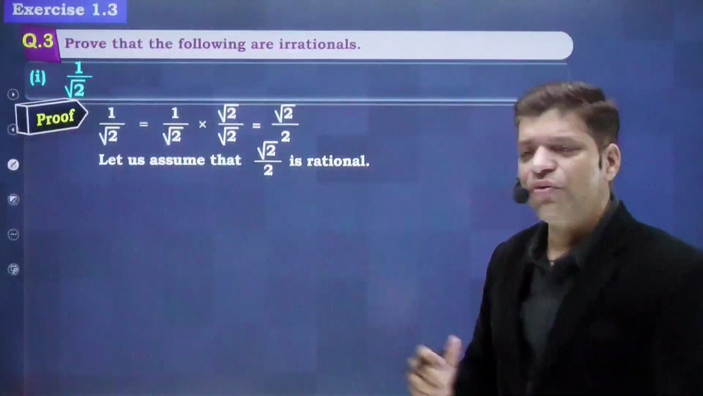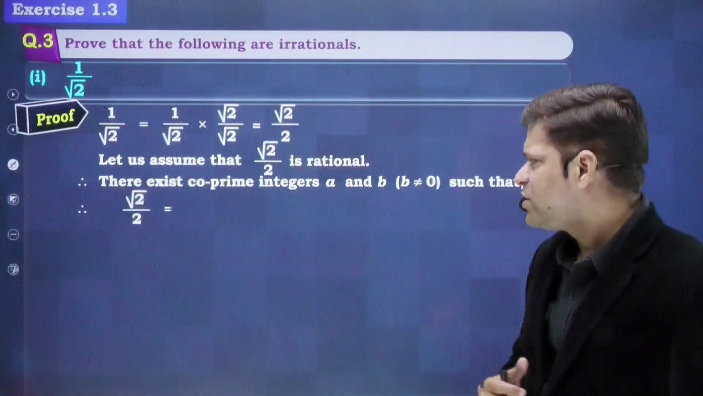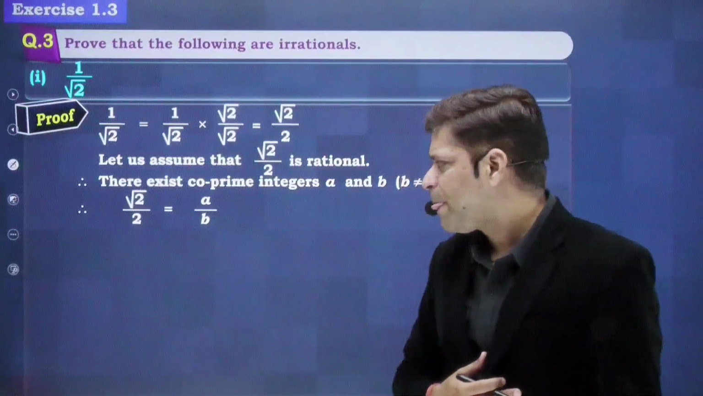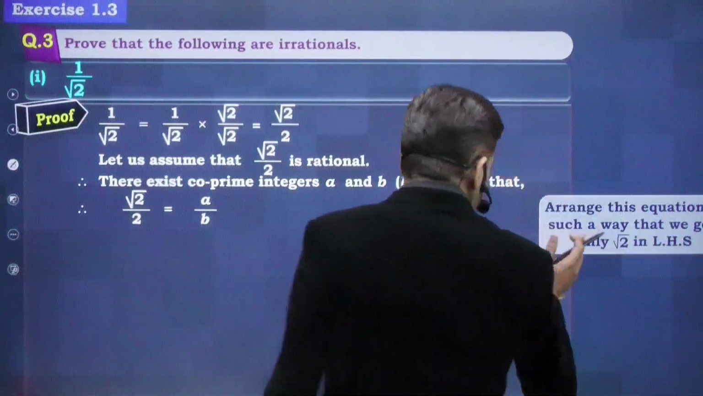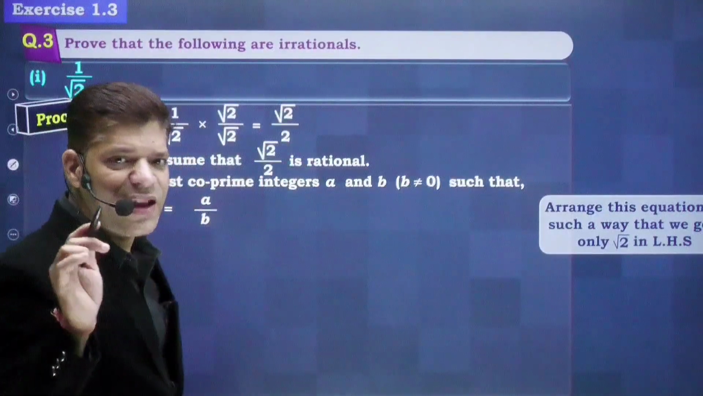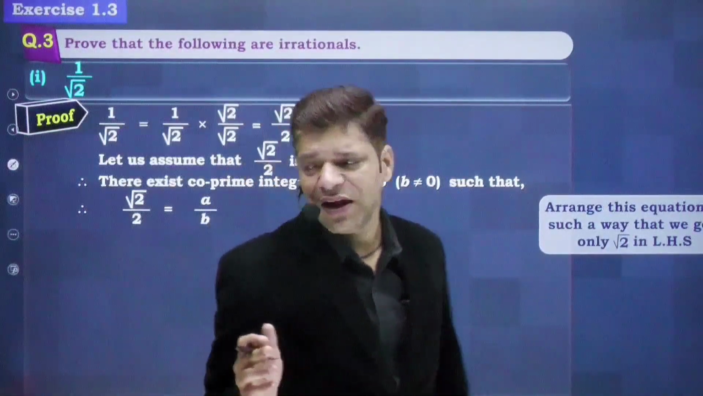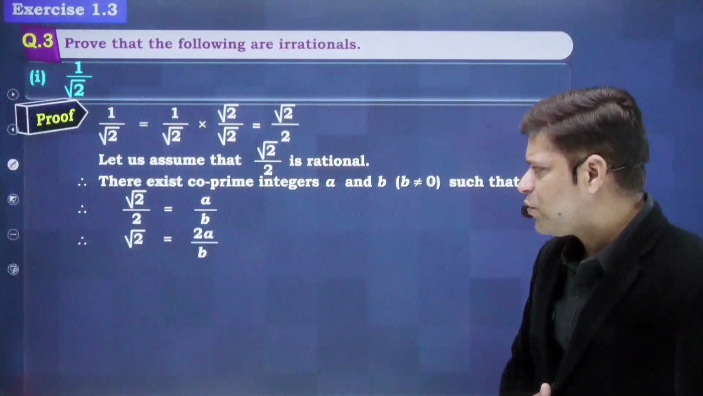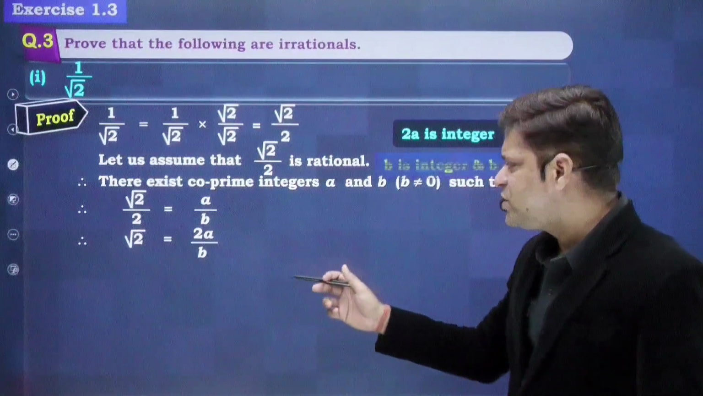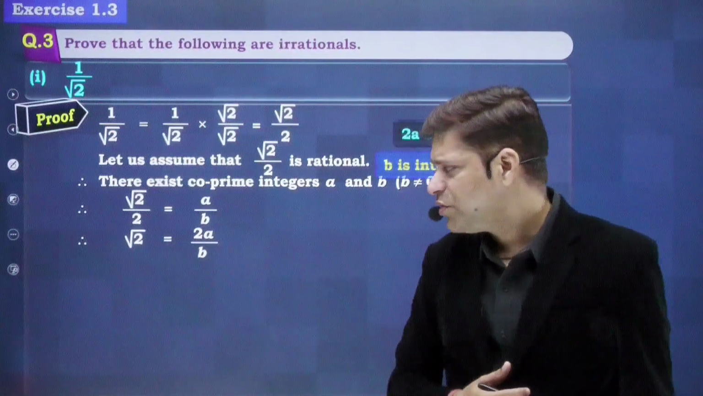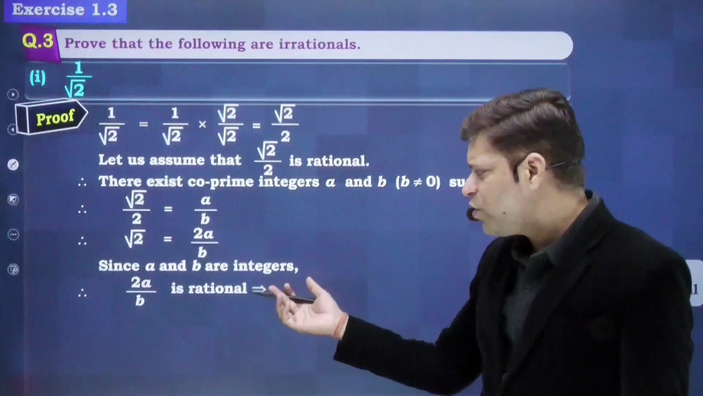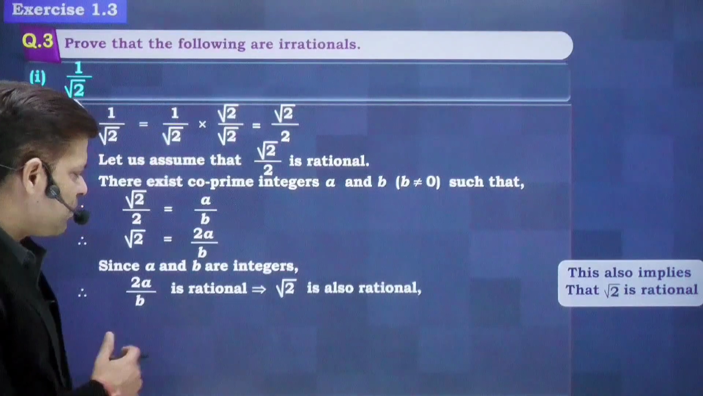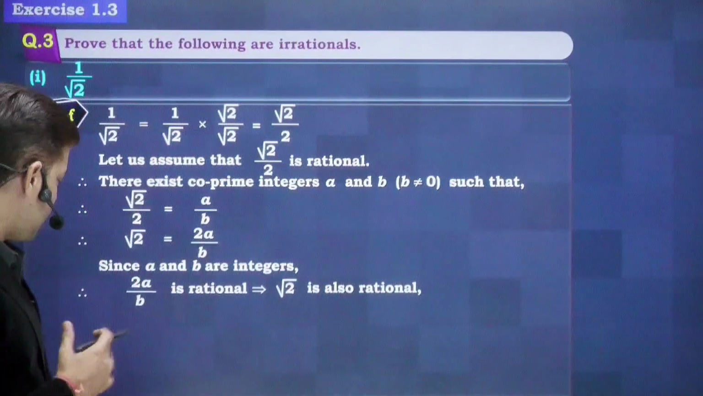Okay, so let us assume that root 2 by 2 is rational. What is rational? It will be equal to a upon b, where a and b are co-prime numbers, right? And again, arrange this equation in such a way that root 2 is on the LHS. So root 2 will be on the LHS and 2 will be cross multiplied, then it will be equal to 2a over b. Now 2a is an integer, b is also an integer, which is not equal to 0. So we conclude that 2a over b is a rational number, which implies that root 2 is also a rational number.